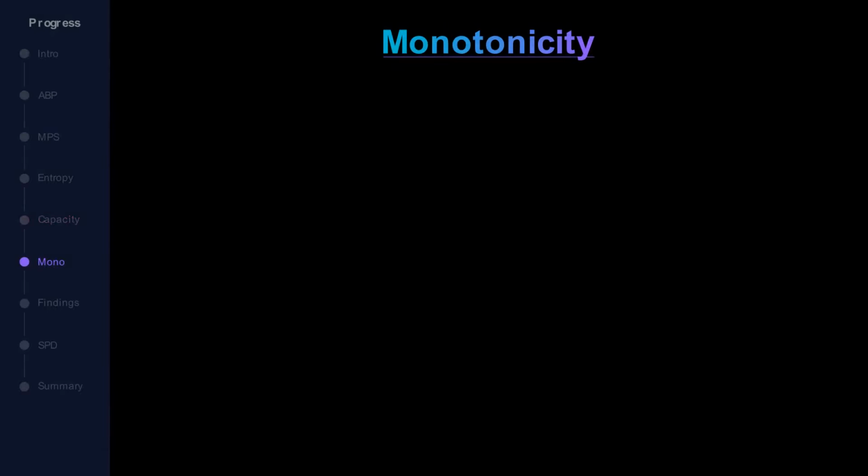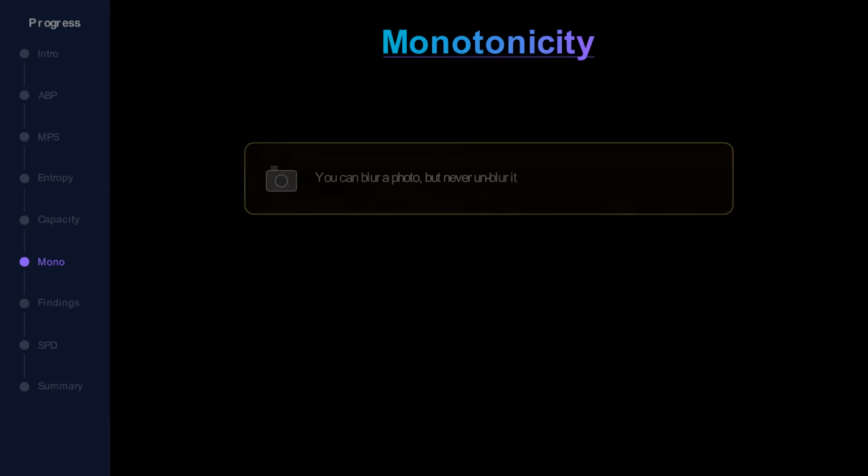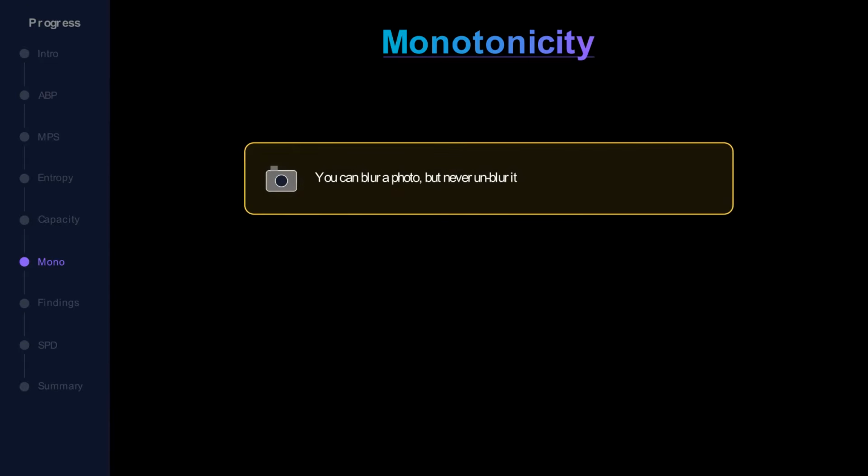Now geometry enters our story. We study orbit closures. Don't worry about the jargon. Think of it as a container or mold. Here's the intuition. Imagine you have a sharp, detailed photograph. You can blur it, shrink it, simplify it, but you can never sharpen a blurry photo. Simplifying operations are one-way streets.